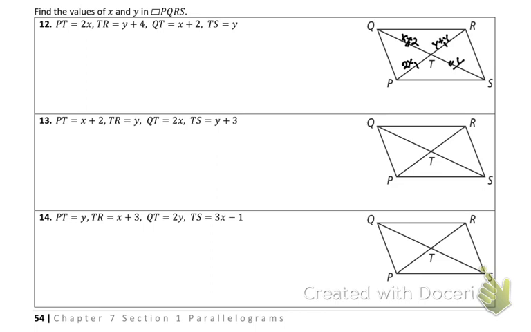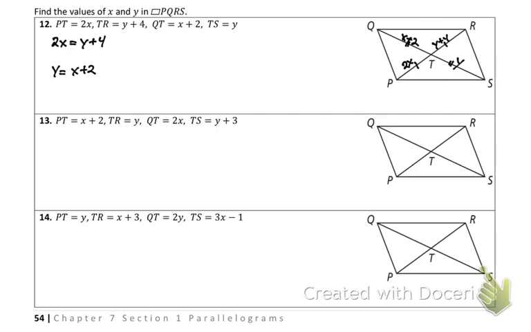So keep that straight. Okay, so now that I know those things are equal, I can set up two equations. The first one I'm going to set up is, I know 2x has to equal that y plus 4. So one equation is 2x equals y plus 4. I also have these segments. I have y equals x plus 2. Now I have a system of equations.